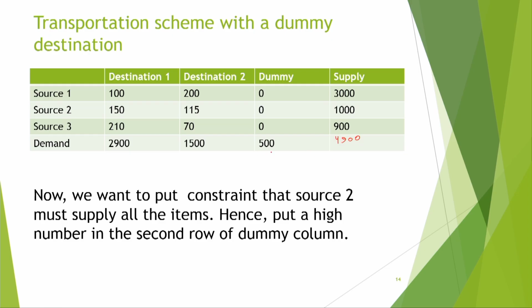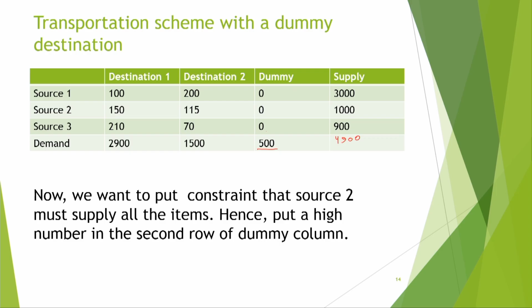So instead of saying that 500 will not be sold, you can say 500 will be taken by the dummy destination. A location called dummy will take these 500 items. So you put 500, but you put the cost associated with this as 0. If source 1 to destination, if 1 unit goes, the per unit cost is 100. Understand that it is per unit only, not the total cost. Total will depend on how much you assign.